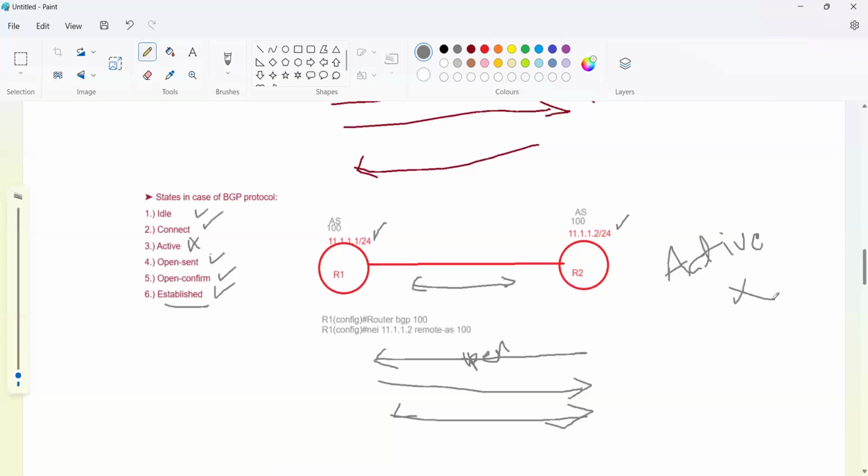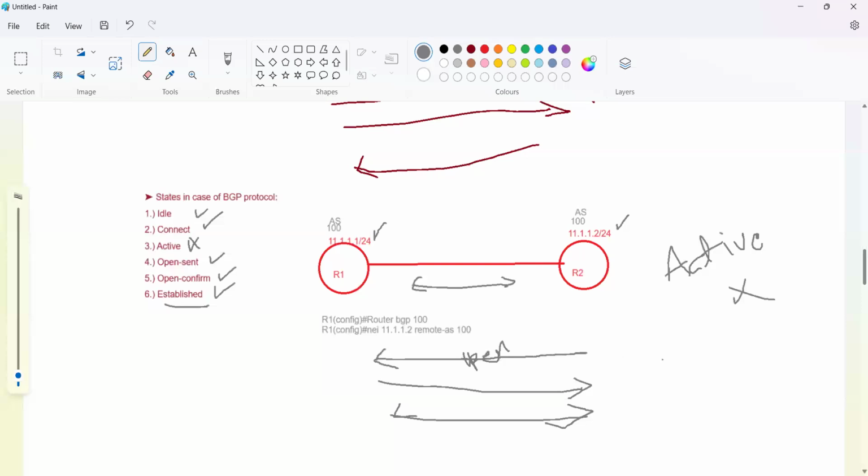And after that, in open sent, they will send and receive the packets or prefixes. After that, it will move to the established state. Established means the connection is formed in between the routers.